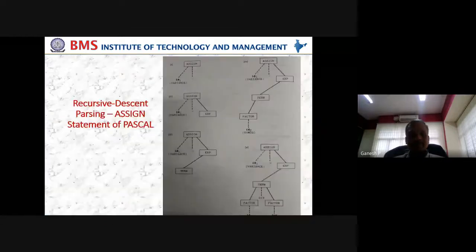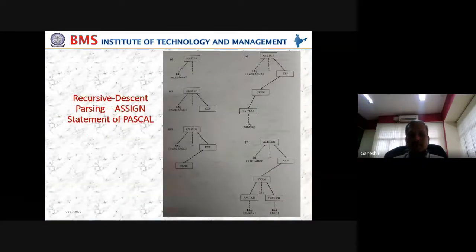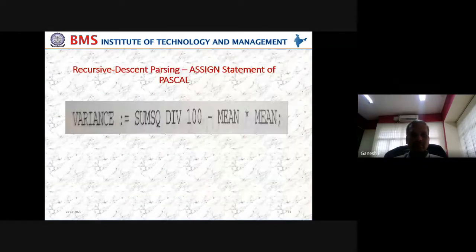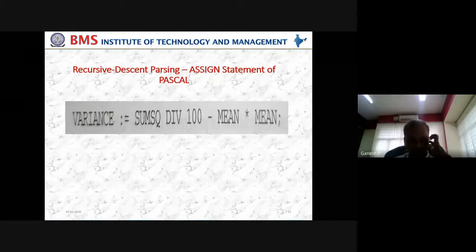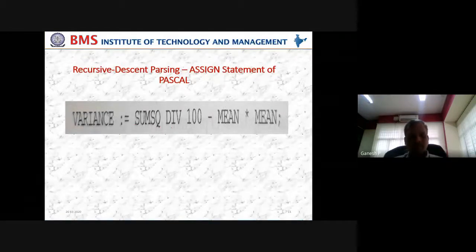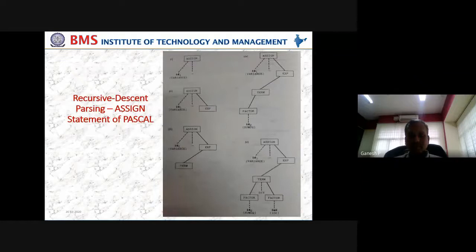Now let us look at recursive descent parsing for an assignment statement. Let us take variance is equal to sum SQ division 100 minus mean into mean. If you look at this, we have to start from the first one, sum SQ division 100 minus mean into mean. So this is how the diagram is. If you look, there are so many diagrams coming into the picture.